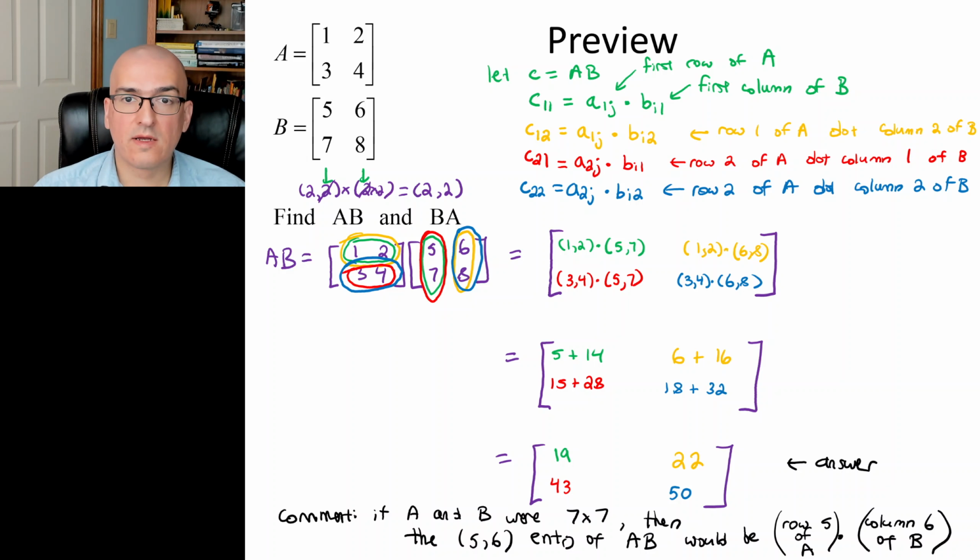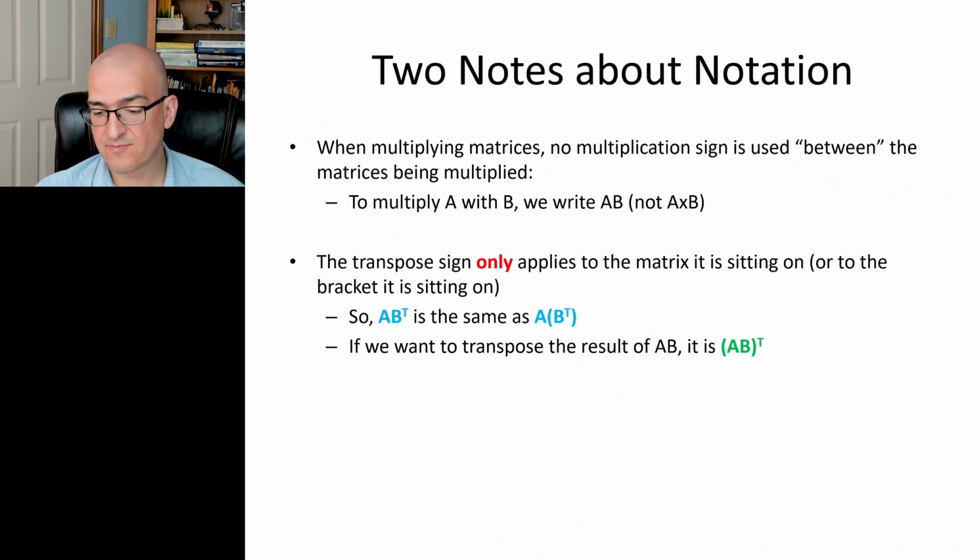Welcome back. In the last video, we described how to multiply matrices just using an example. We had a 2 by 2 times a 2 by 2, and we learned that matrix multiplication involves doing a bunch of dot products, taking a row of the first matrix in the product and dotting it with a column of the second matrix in that product.